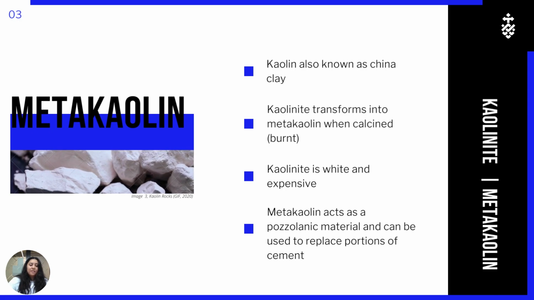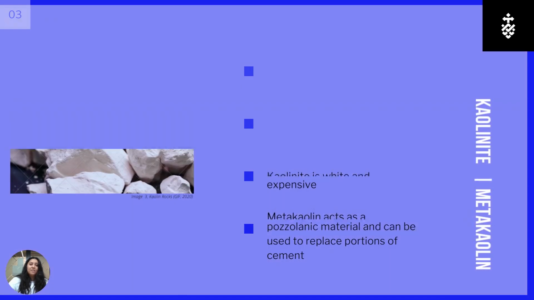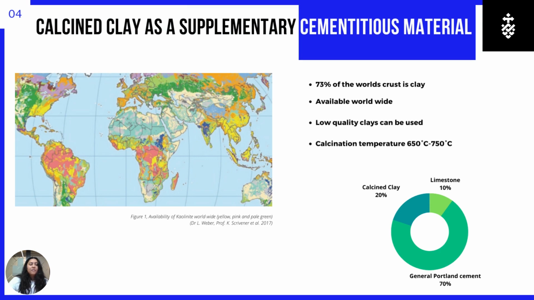This brings us to calcined clay, which is a term used for clay consisting of various minerals which has been calcined. So 73% of the world's crust consists of clay. It is everywhere. Knowing that clay only needs to consist of 40% kaolinite brings a world of opportunity in terms of creating an SCM anywhere in the world. As seen through this map, the yellow, pinks, and pale greens represent the availability of kaolinite. The clay does not need to be pure, which means that low-quality clays can be used.